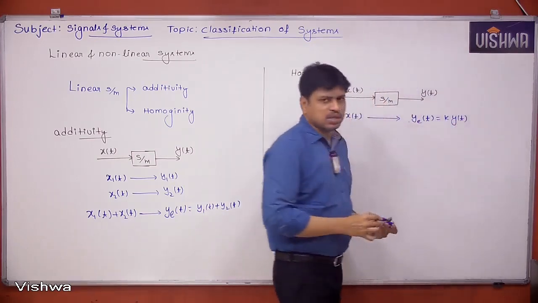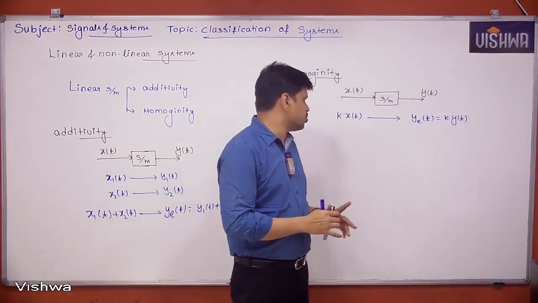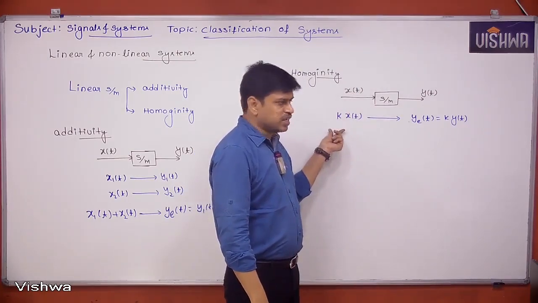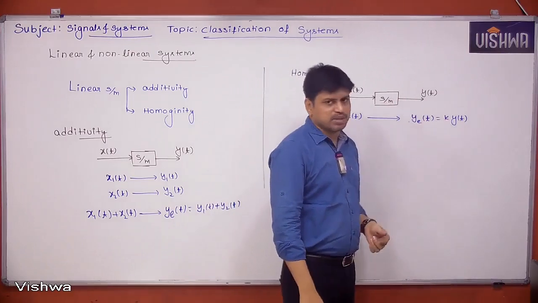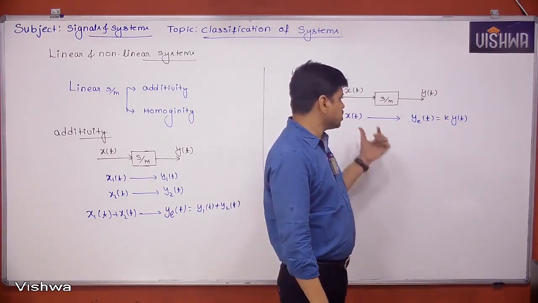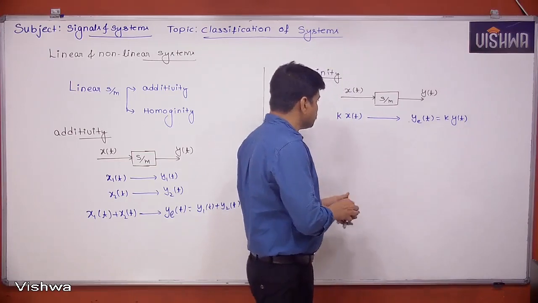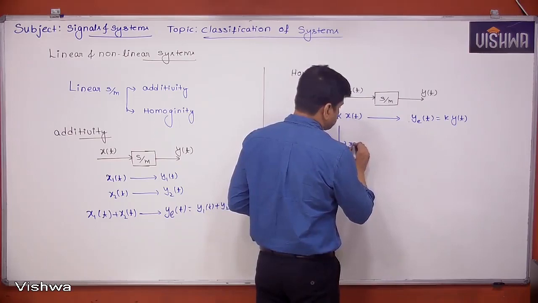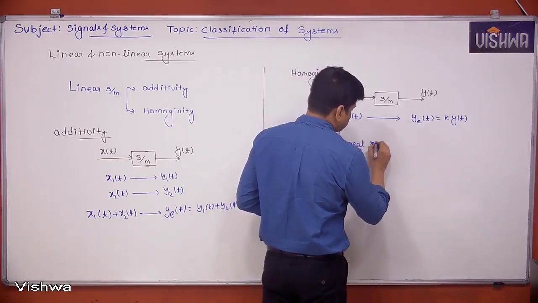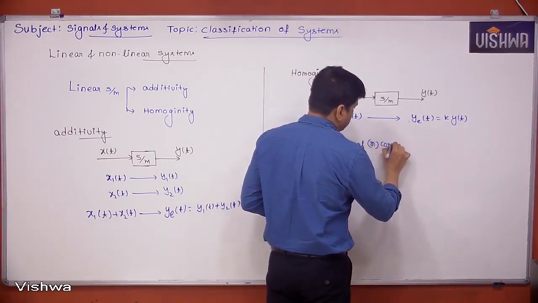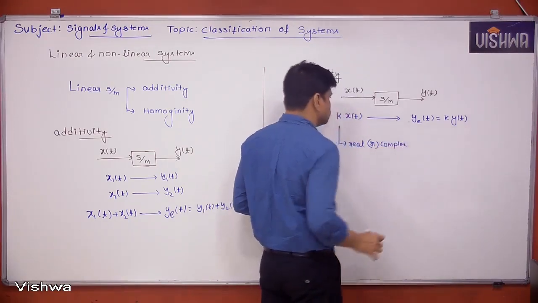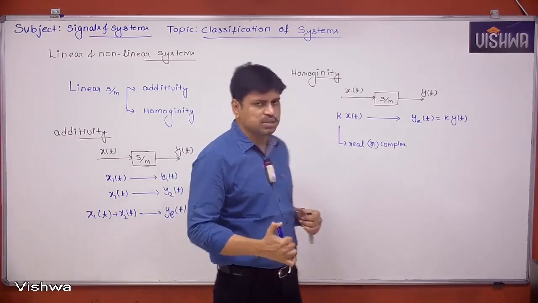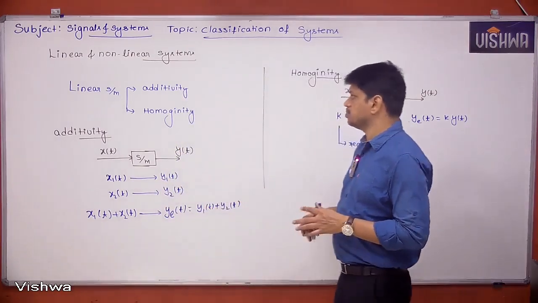That means if the system obeys the homogeneity principle, then if the input is multiplied with some constant k, the output is also multiplied with the same constant k. That is nothing but the homogeneity principle. Here we have to remember one thing. What is k? k can be real or complex. Some people will think it is only a real number. No, it can be a complex number also. Anything can be k. So this is about homogeneity and additivity.